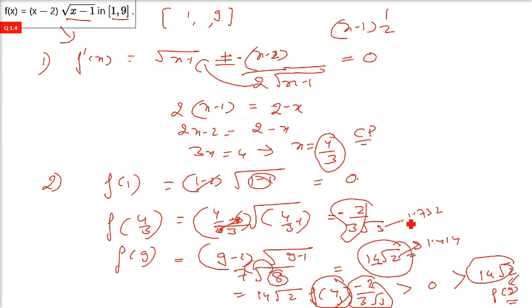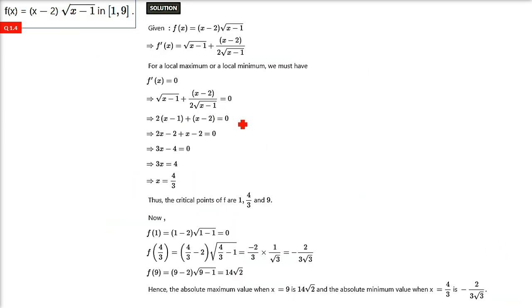So this is the whole scenario. Now this is the way you have to solve, because writing is also important. One value which came was 4 by 3, which we used with 1 and 9. 3 values we used, and then we got the numbers, and then we found the absolute minimum and absolute maximum.